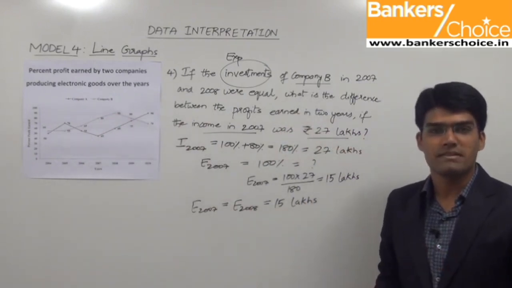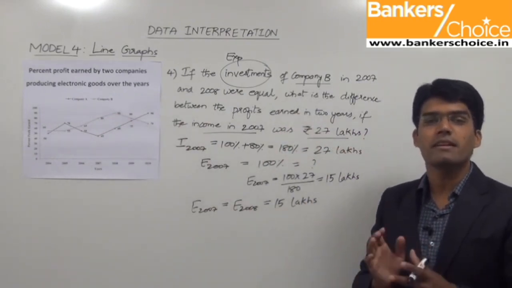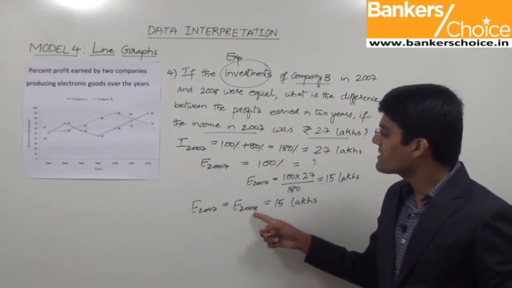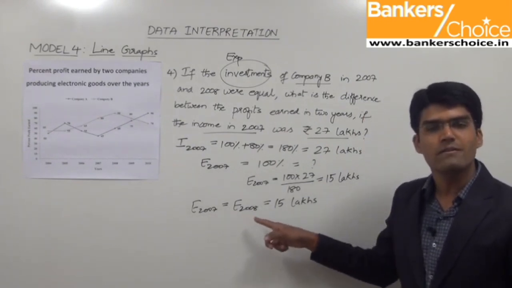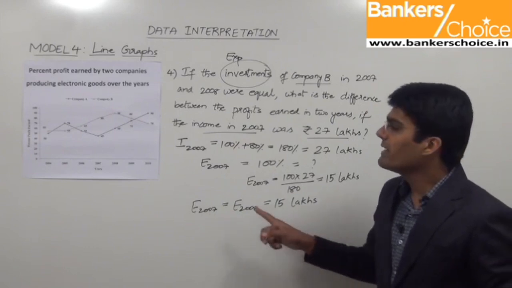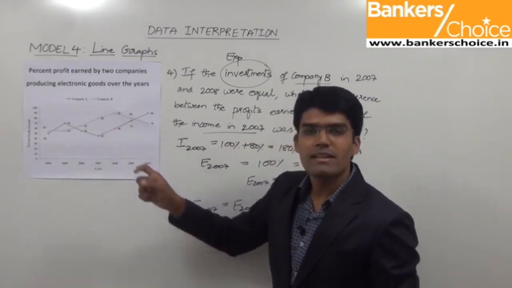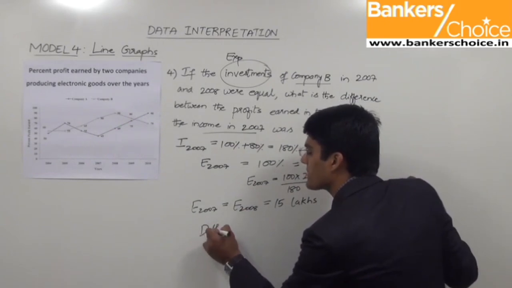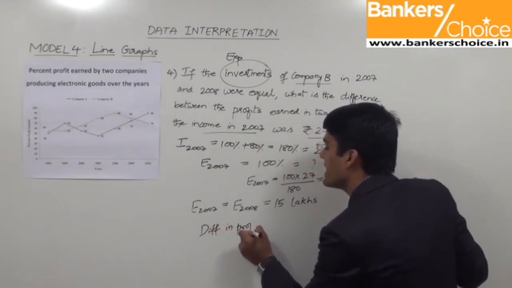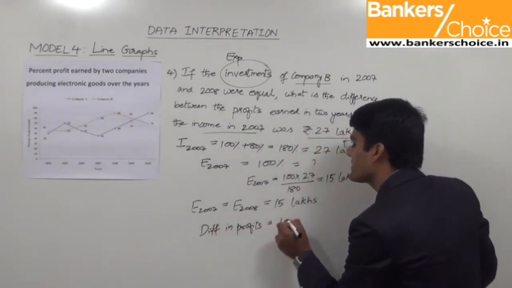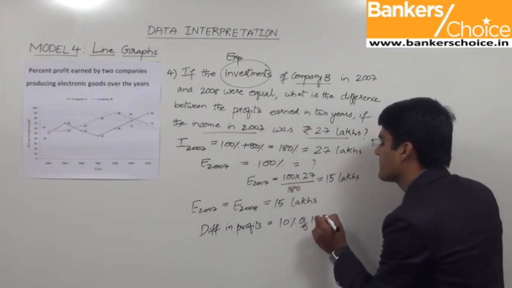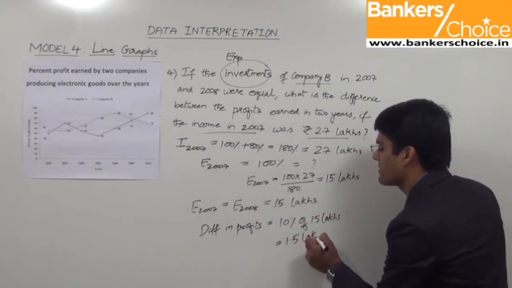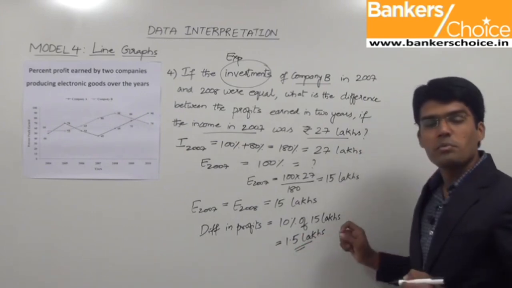That is nothing but 10%. So here we need not calculate the profits individually and then take the difference. Since the 100% of these 2 years, that is expenditure of these 2 years, are equal, we can directly take the difference as 90 minus 80, that is 10%. So we can say the difference in profits will be equal to 10% of 15 lakhs. Now 10% of 15 lakhs is nothing but 1.5 lakhs. So the answer for this question here is 1.5 lakhs.